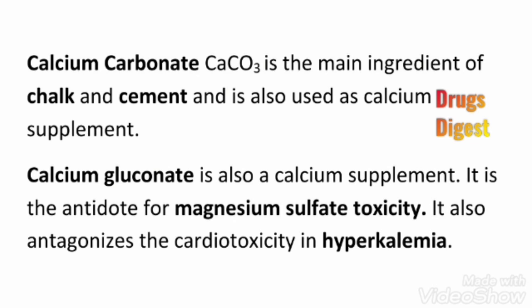Calcium carbonate, CaCO3, is the main ingredient of chalk and cement. It is also used as calcium supplement. Calcium gluconate is also a calcium supplement. It is the antidote for magnesium sulfate toxicity. It also antagonizes the cardiotoxicity in hyperkalemia.